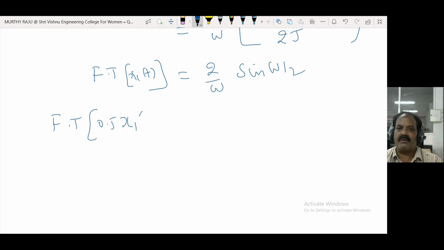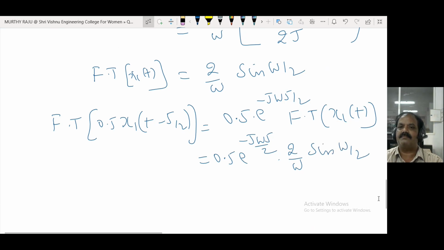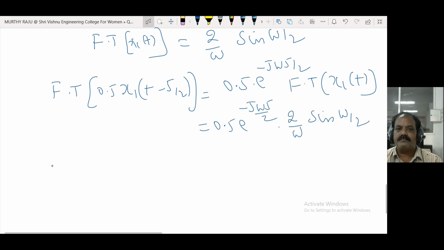Therefore, finally, the Fourier transform of 0.5 into x1 of t minus 5 by 2 is equal to 0.5 into e power minus j omega 5 by 2 times the Fourier transform of x1 of t. We know the Fourier transform of x1 of t is 2 by omega sine omega by 2. And now, find out the Fourier transform of x2 of t minus 5 by 2.